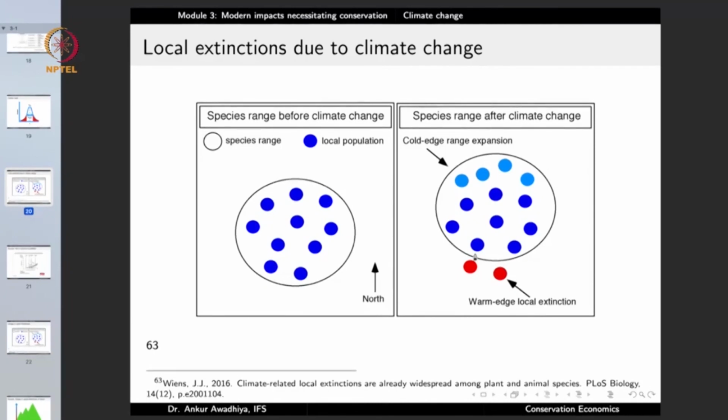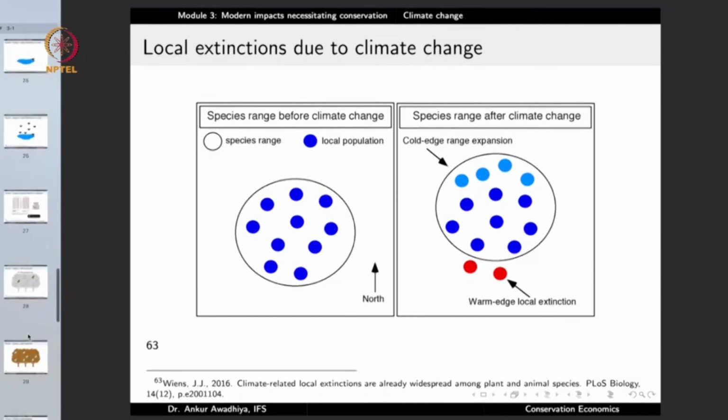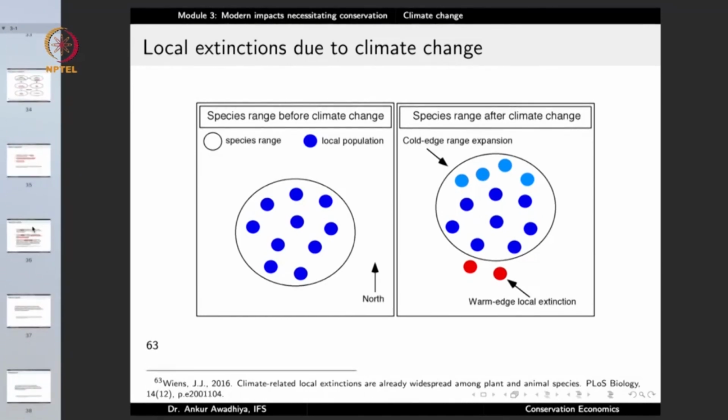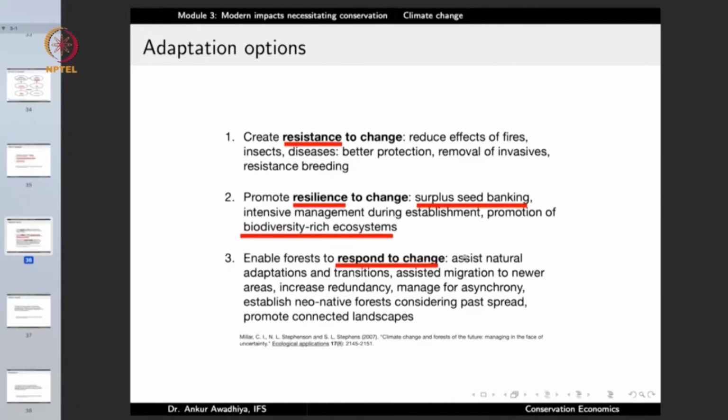So, in the case of assisted migration, it is possible that the dispersion in this area will be very slow. So you actually take a few individuals and you bring them to this area. That is an assisted migration, in which case you are trying to enable the forest or the ecosystem to respond to change. You try to increase redundancy, you manage for asynchrony.